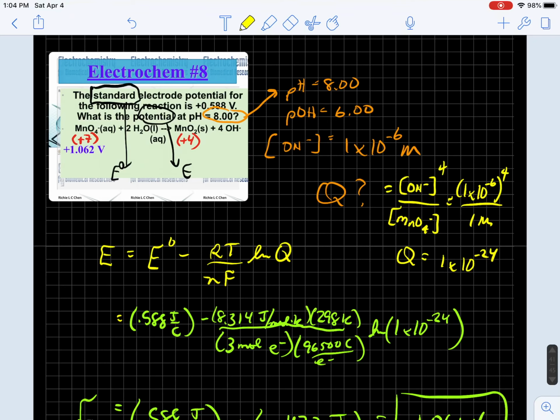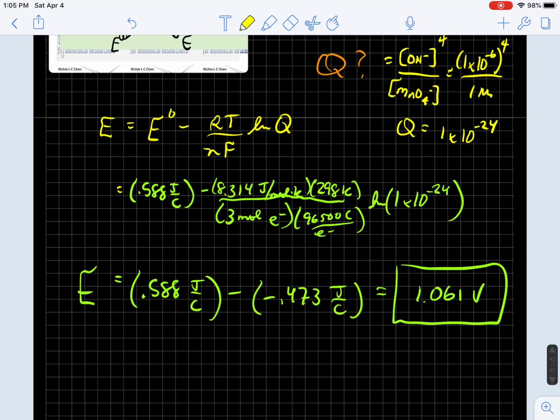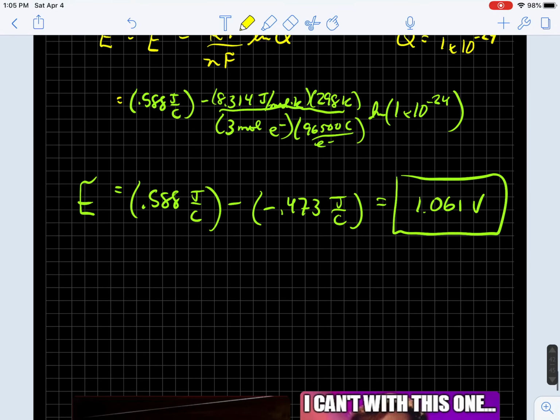And the word potential means E. Standard potential means E naught. The word potential means E, or the measured voltage. So I can use the equation E equals E naught minus RT over NF times natural log of Q. So Q is going to be products over reactants, so hydroxide raised to the 4th over permanganate. And then I just substitute in those values and I get Q at 1 times 10 to the minus 24. And then I substitute into my equation and I get a voltage of 1.061 volts.